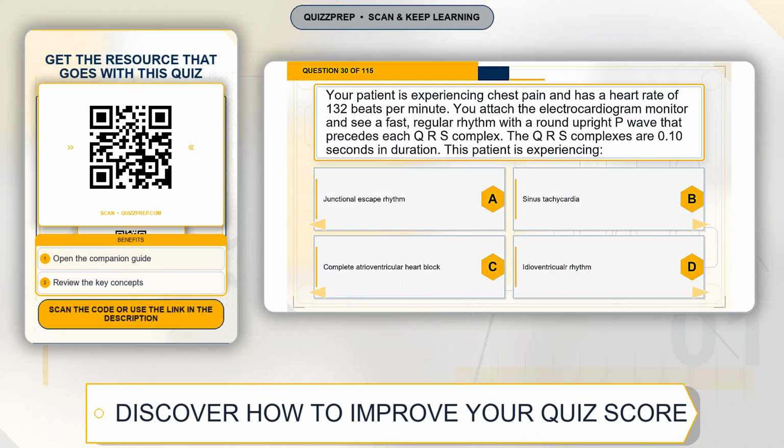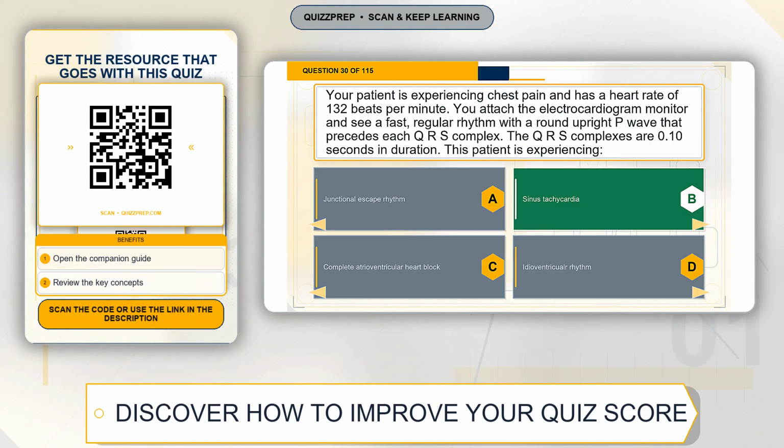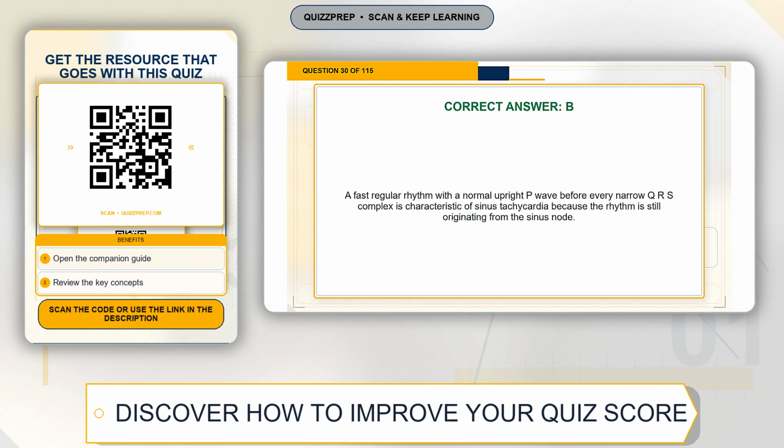Question 30. Your patient is experiencing chest pain and has a heart rate of 132 beats per minute. You attach the electrocardiogram monitor and see a fast, regular rhythm with a round upright P wave that precedes each QRS complex. The QRS complexes are 0.1 seconds in duration. This patient is experiencing: Option A, junctional escape rhythm. Option B, sinus tachycardia. Option C, complete atrioventricular heart block. Option D, idioventricular rhythm. The correct answer is option B, sinus tachycardia. Explanation. A fast regular rhythm with a normal upright P wave before every narrow QRS complex is characteristic of sinus tachycardia because the rhythm is still originating from the sinus node.